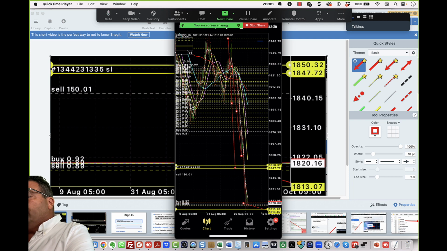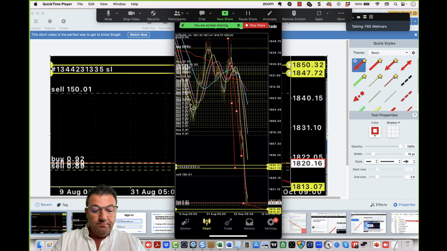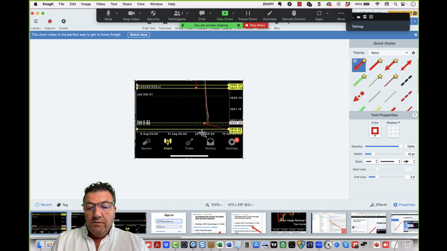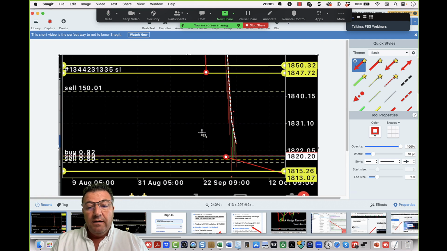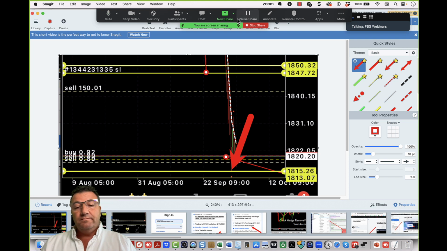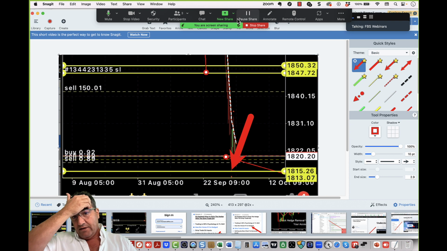Draw a line there. So it's 1815. Okay. So there we've drawn a line at that fractal. Oh, shot. Over there. So I would hedge at that point. Okay. I would hedge at that point. Okay. And if it carries on 100%, you need to hedge 100%.